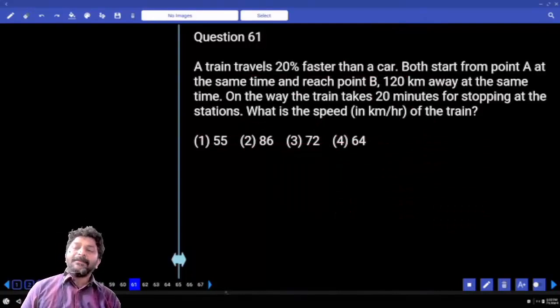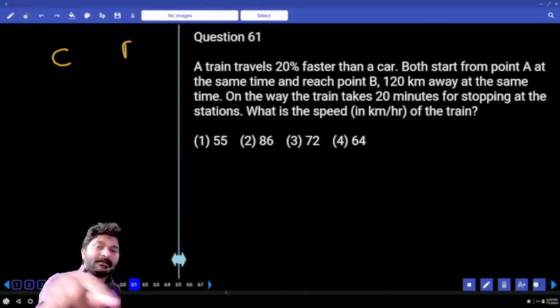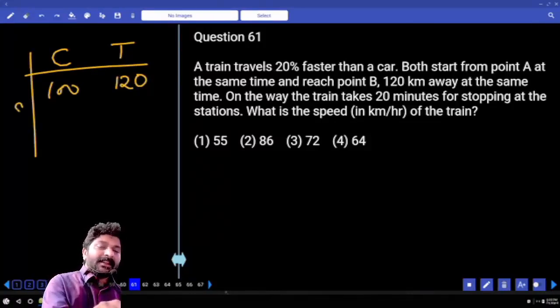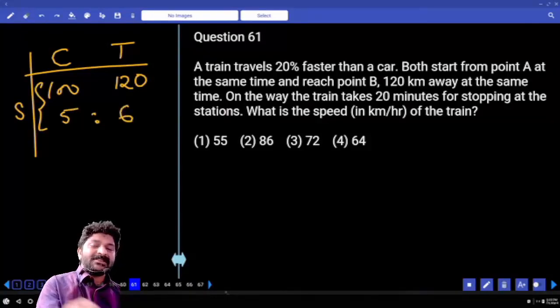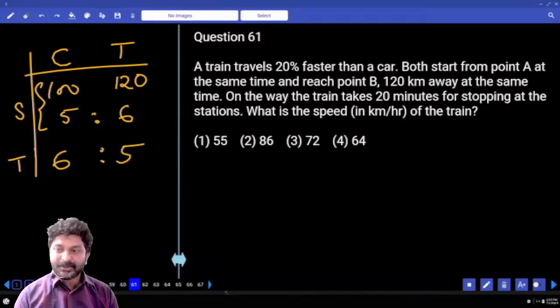A train travels 20% faster than the car. See, car and train. If car speed is 100%, train speed becomes 120%. That means speed ratio is equal to 5:6 only. Then time ratio must be 6:5 because speed and time both are inversely proportional.